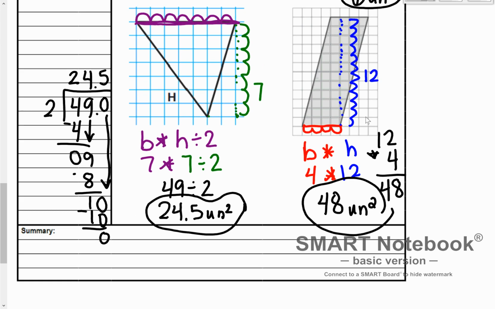Only for triangles. All right, and that's it for today.